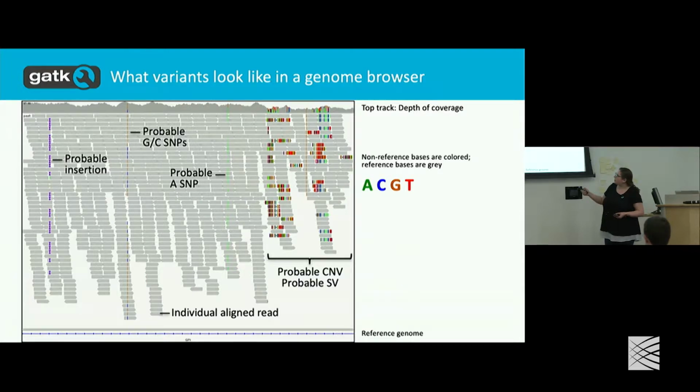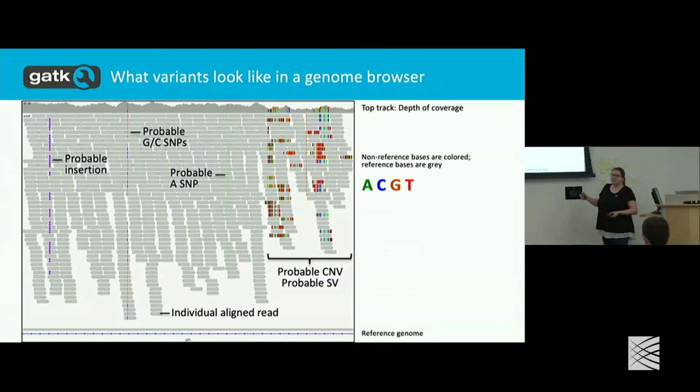We also see a probable SNP. Here, there's kind of an orange color and a blue color, so this is probably a GC het site. And you can see they're all just piled up right there. And you can see it in the coverage track as well. It will highlight that in a different color. And here we see a probable A SNP, where it's all green in this site.